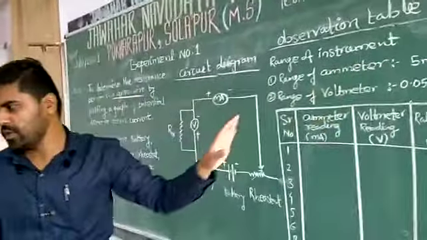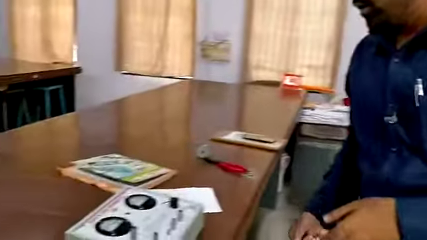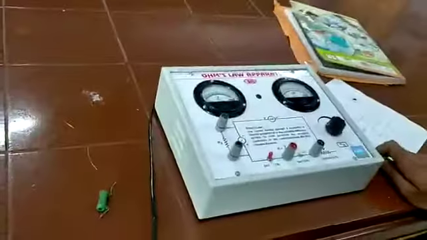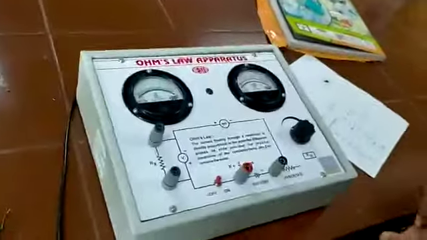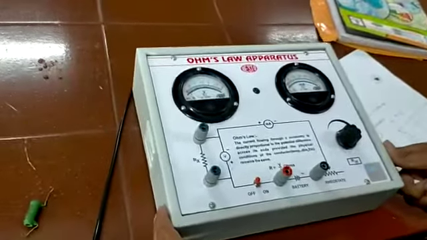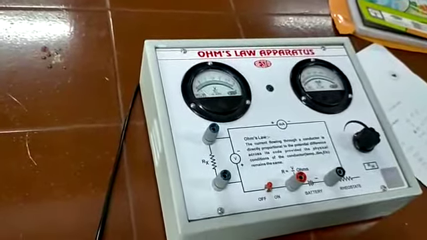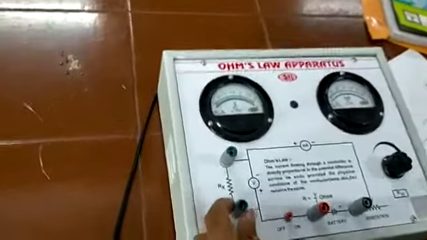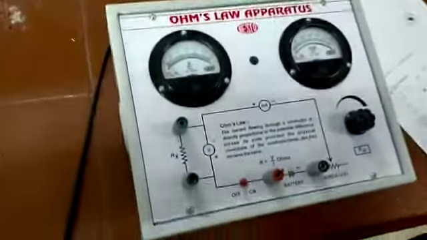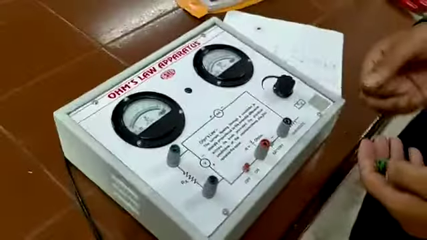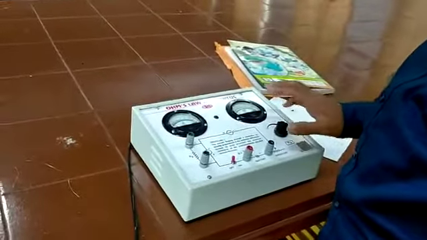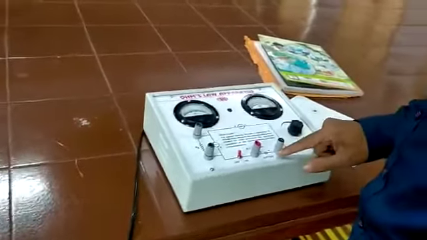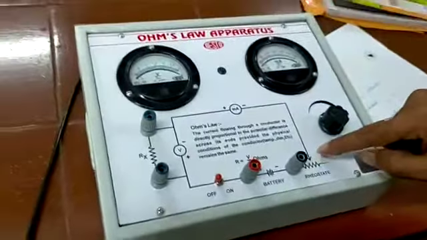So let's see our Ohm's law apparatus. This is the ready-made circuit, an apparatus which is already built. As shown in the circuit diagram, we don't have to connect all the wires. Here the circuit diagram is given, and we already know it.